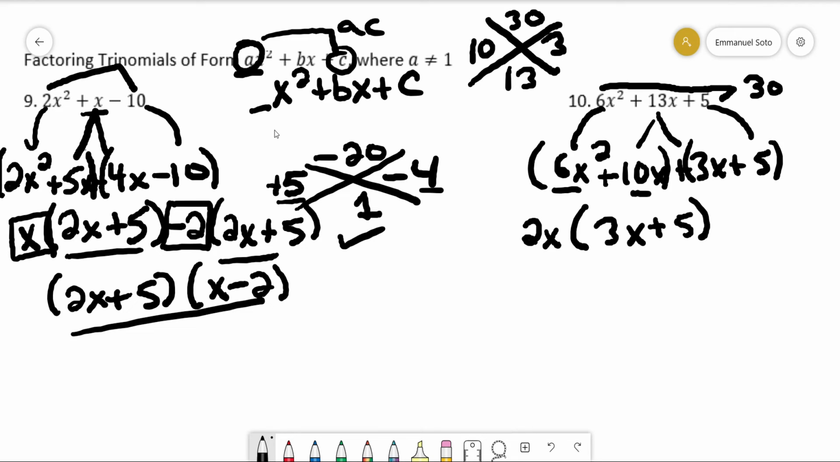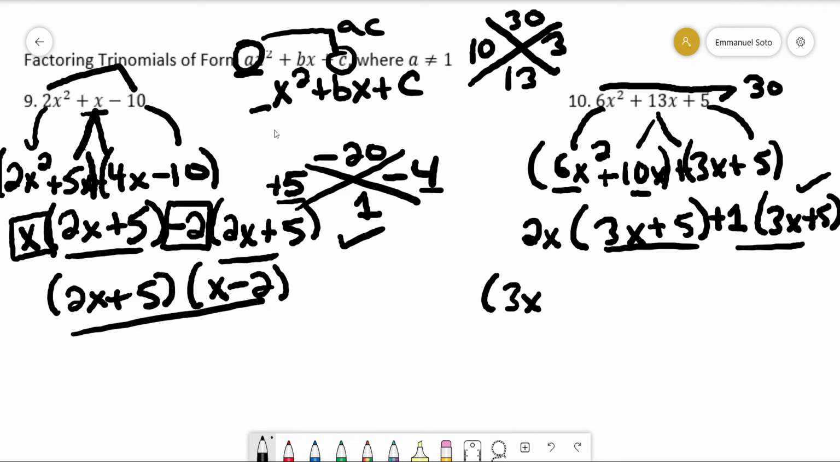Now we can't pull anything out here except for a 1, all right? So I'm going to pull out an invisible 1, but I'm going to write it out. And then we have 3x plus 5. Again, these match, which is a very good thing. So one of your factors is 3x plus 5. Your other factor is 2x plus 1, all right?